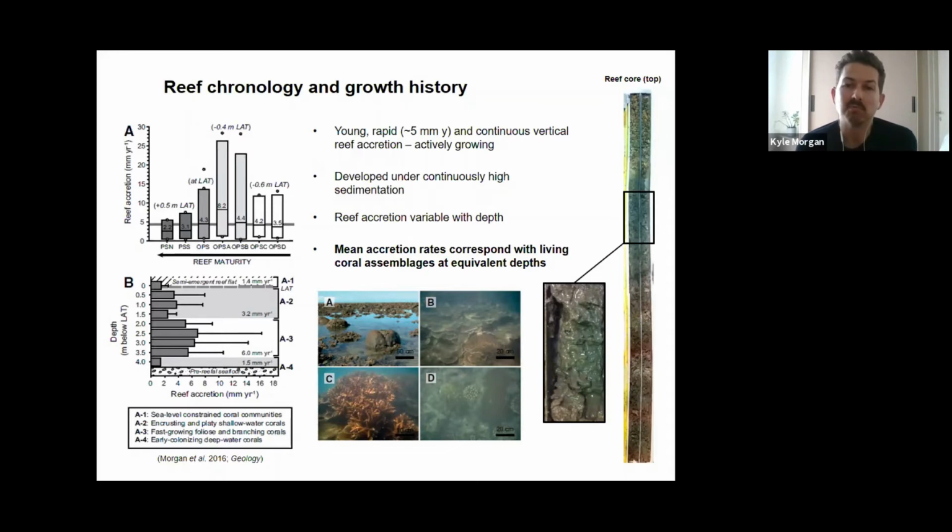And when we compare these reef accretion rates, and you can see this in graph B here, the mean accretion rates correspond to living coral assemblages at equivalent depths. So where we had high rates of reef accretion, we typically had high rates of framework production and coral growth. And in more shallow locations, where we had more patchy coral cover and more stress tolerant, exposure tolerant, and slow growing corals, this contributed to lower rates of vertical accretion as reefs attained sea level and became impacted by wave events and things like this.